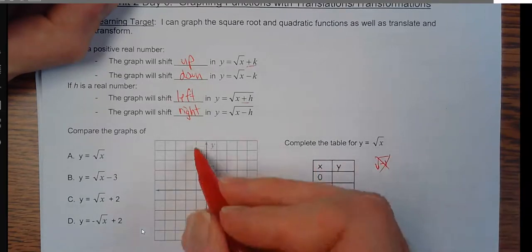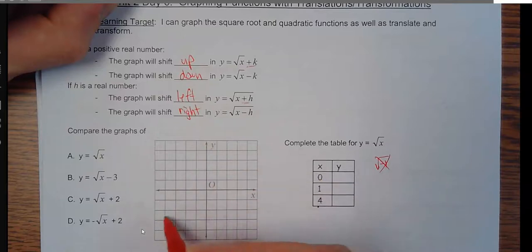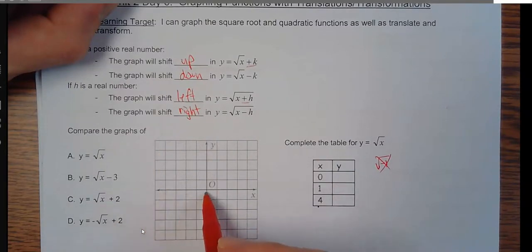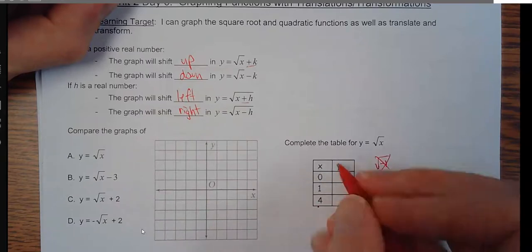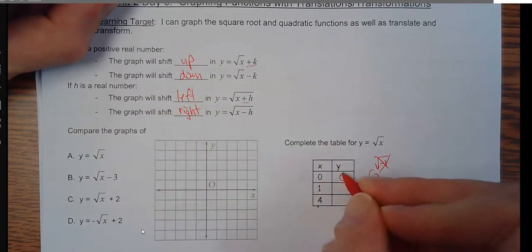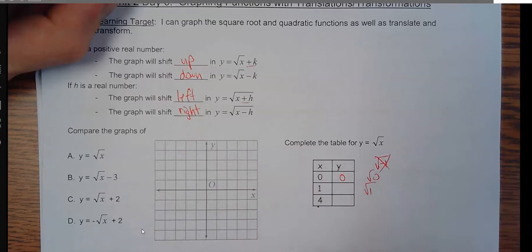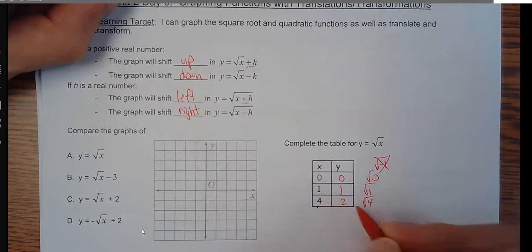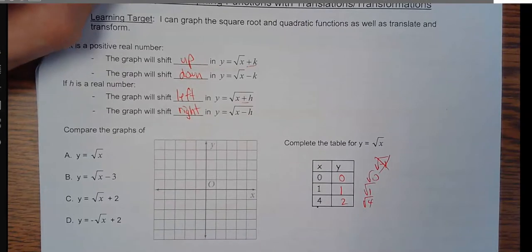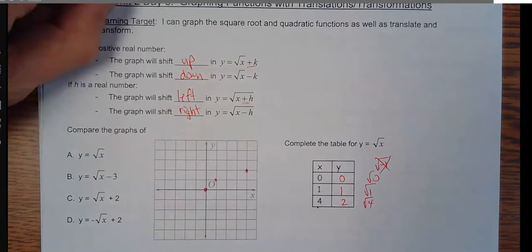So there's no negatives. This is not going to be graphed on the left side of the y-axis. There will be no graph here because the domain is only non-negative numbers. So 0 and above can be plugged in. Now the square root of 0 is 0. The square root of 1 is 1. And then the square root of 4 would be 2. So we'll plot those points.